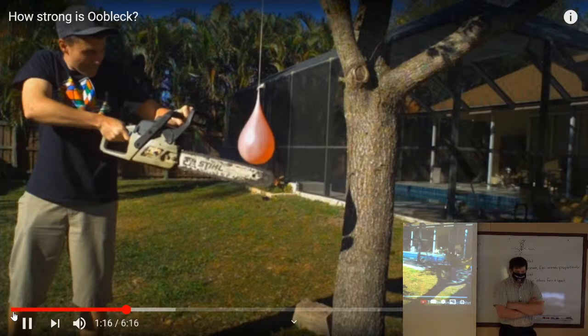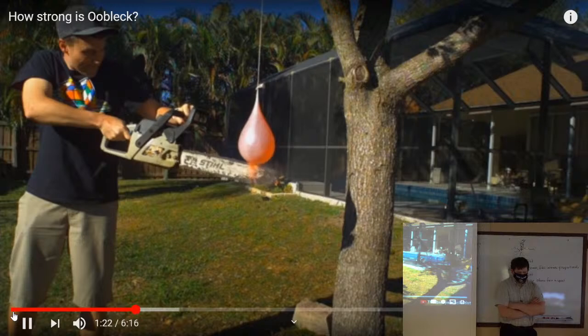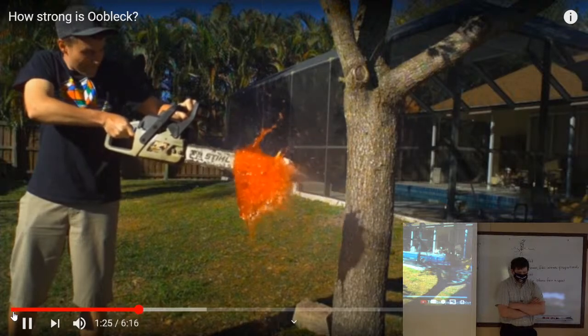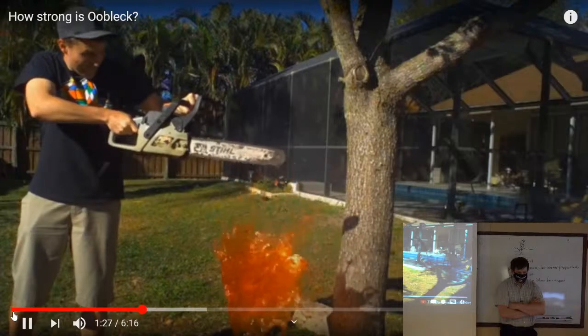All right, let's compare that to a water balloon. Mark grabbed the chainsaw and went to action. And you can see that the water did not catch on the chainsaw. In fact, it just fell right through the chainsaw blade like it wasn't even there.